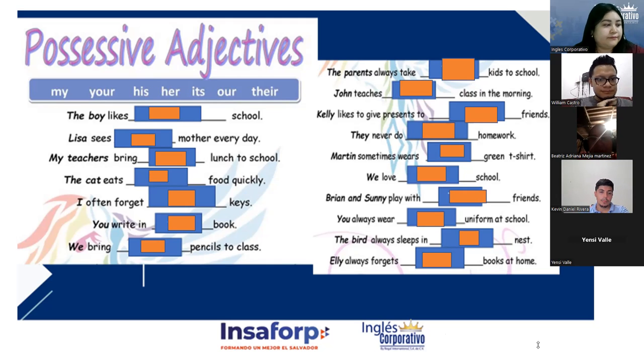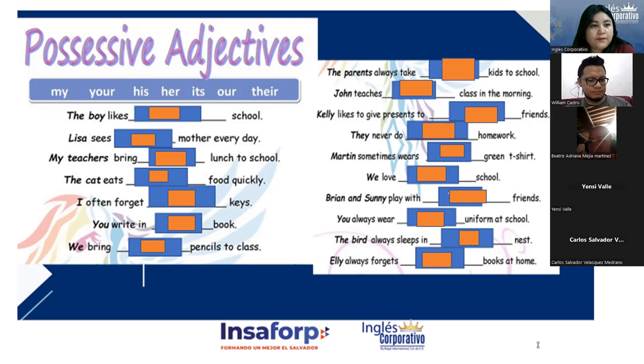Okay, let me just give me one sec. Okay, let me start with Beatriz Adriana Mejía Martínez. Present. Very good, present. Ustedes continúen trabajando en los exercises. Yo solo me voy a mover. Ok. Carlos Salvador Velázquez Medrano. Present. Freddy Sebastián Franco Celada. Jacqueline Beatriz Meléndez Moreno. Present.